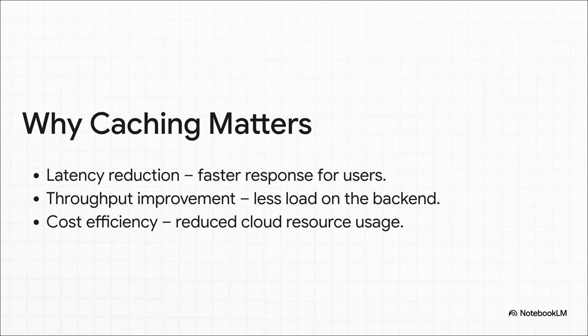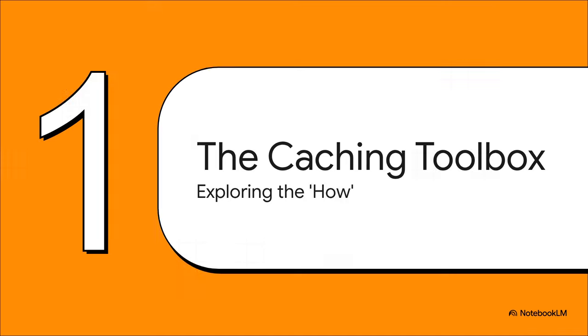So what do you really get from all that speed? Well, it boils down to 3 huge wins. First, latency reduction. Your app just feels snappy and responsive to your users. Second, you get a massive improvement in throughput. By taking all that repetitive load off your database, your whole system can suddenly handle way more traffic. And third, cost efficiency. You're hitting your expensive database less, which means you're using fewer compute resources, which means your cloud bill goes down. At scale, caching isn't optional. It is absolutely essential.